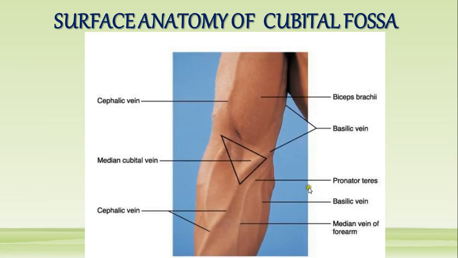Now we will see the surface anatomy of the cuboidal fossa. You can see when the arm is extended, when the elbow joint is extended, a triangular depressed area can be observed, and in this triangular depressed area very clearly a vein can be seen, which is called the median cuboidal vein. This median cuboidal vein is actually connecting the basilic vein with the cephalic vein.